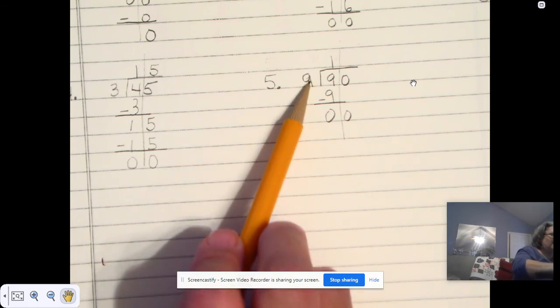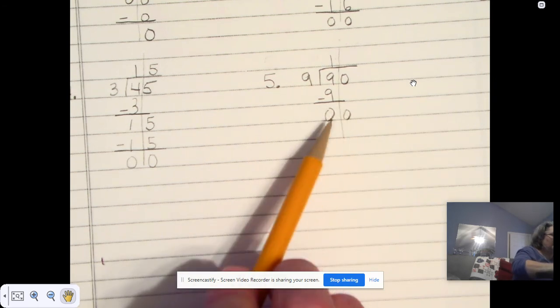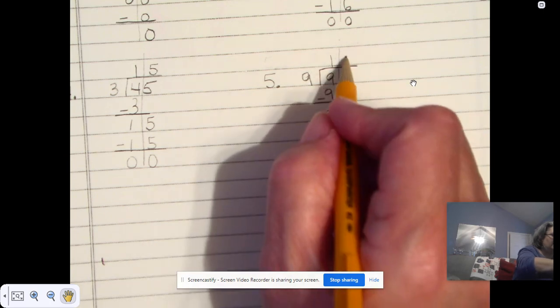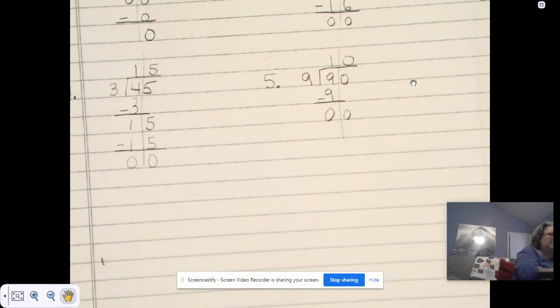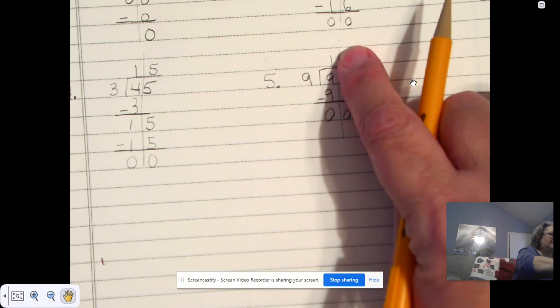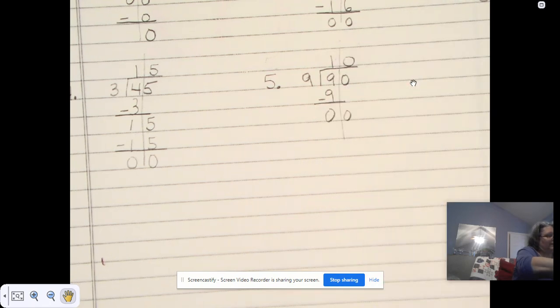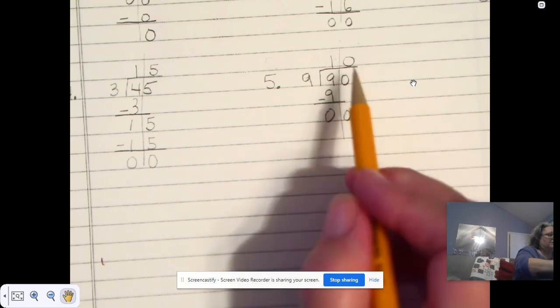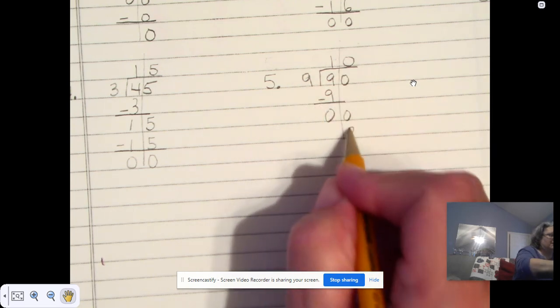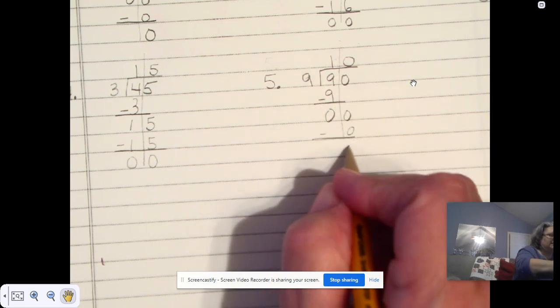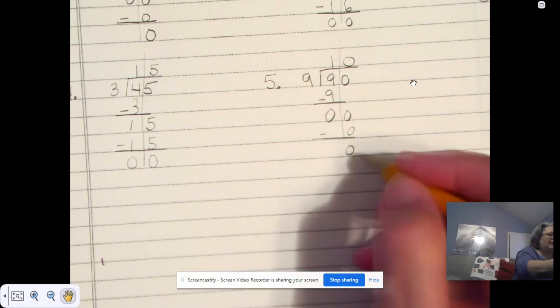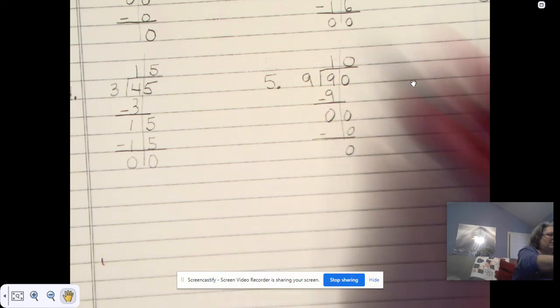How many groups of 9 go into 0? None. So we have to write our 0 there. If we didn't do that step, we would have ended up with an answer of 1, which is a very different answer than 10. So 0 times 9 is 0. We subtract and get 0. We have nothing else to bring down.